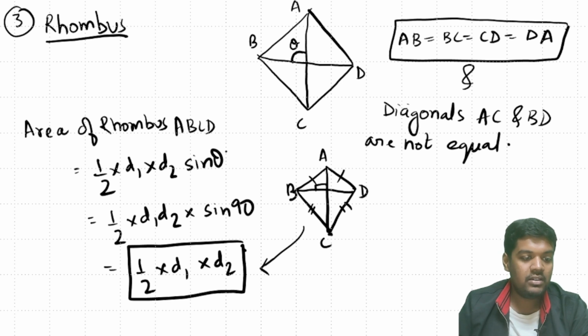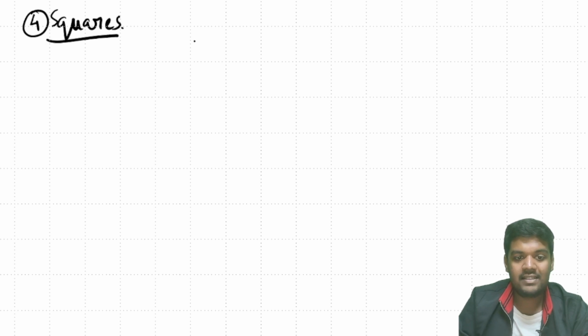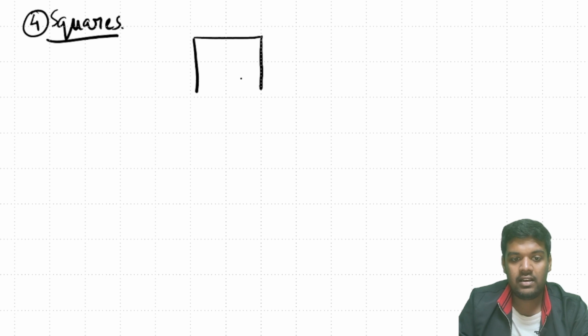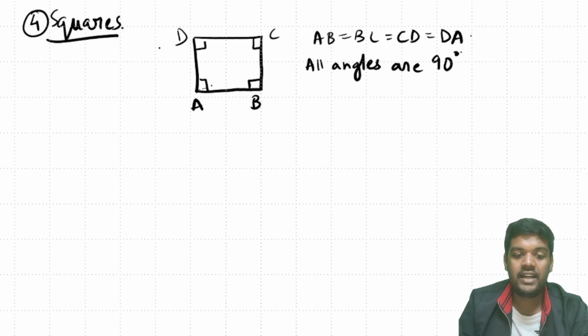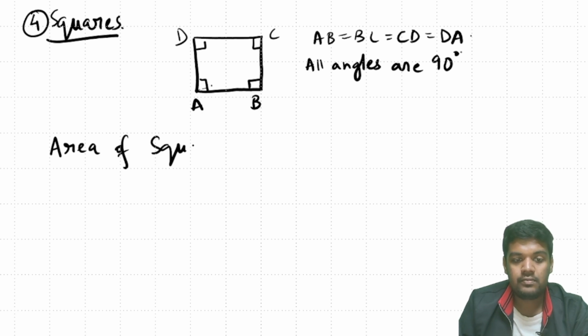Next, we can speak about squares. So square ऐसा दिखता है. Again, यहाँ भी all four sides are equal. Let's call this square as ABCD. So AB equals BC equals CD equals DA, and the adjacent sides of the square are also perpendicular to each other. मतलब these all angles are 90 degrees. Right. We have a property: area of square equals a square, where a is the length of any side.